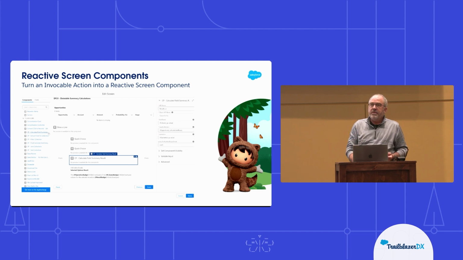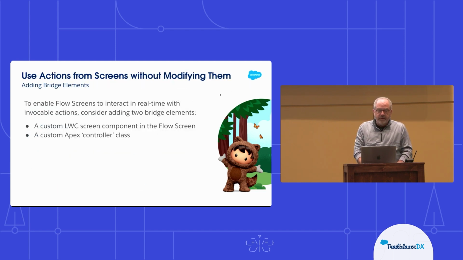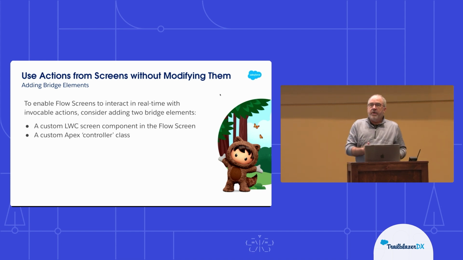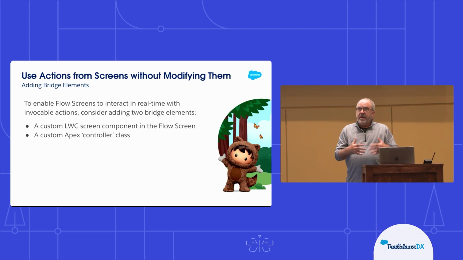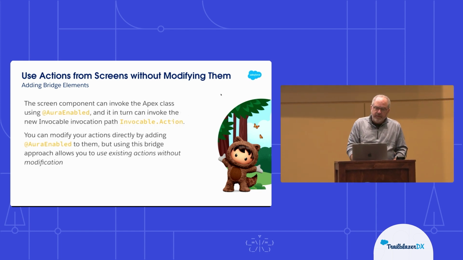I'm taking my inputs, which is basically the same inputs the invocable action is looking for. And then I have my display text, which is waiting to react to the output of this Lightning Web component that I have on the screen. And that's where the magic comes in. So to summarize, we basically have a Lightning Web component and an Apex controller class that are talking to each other to allow the flow and the invocable action to communicate and do this in real time.